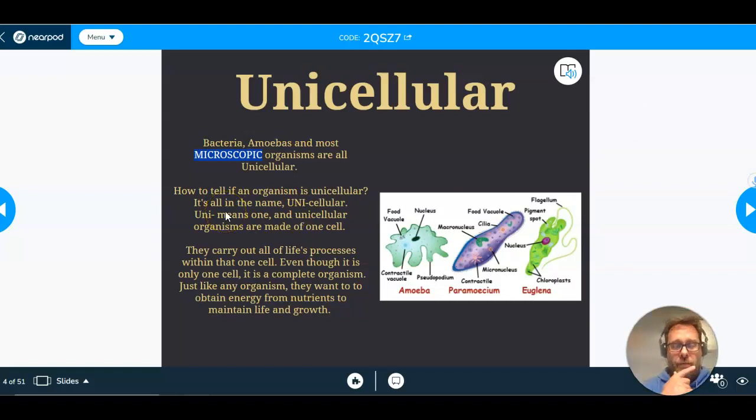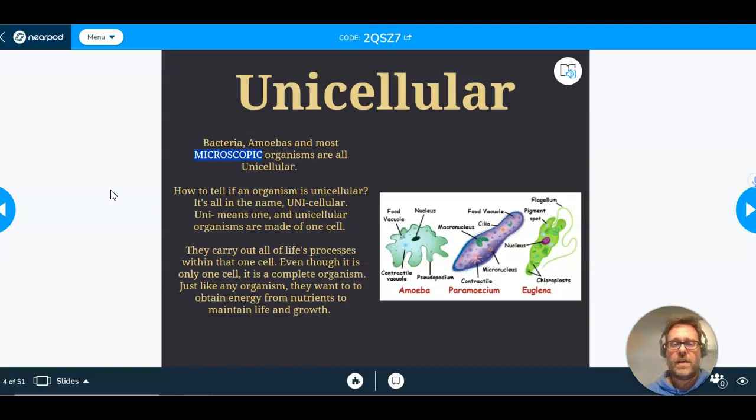Now, how do I know if an organism is unicellular? What are the things that I'm going to look at? Well, first and foremost is how many cells does it have? If it has more than one, it's not unicellular. If it's made up of just one cell, it is one-celled, and that's very important.